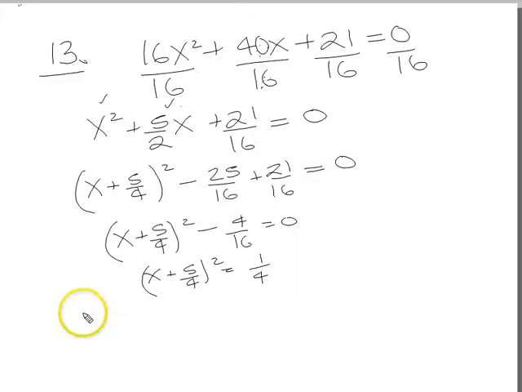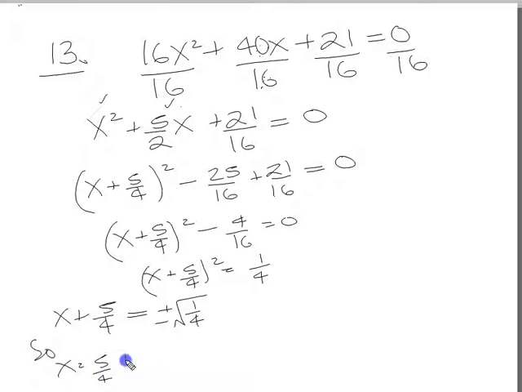Now square root both sides. x plus 5 over 4: square root of the square, you just get the value itself. And then we can put the plus and minus on the other side, can't we? Square root of 1 quarter, to take care of that plus and minus possibility. Okay, so x equals 5 over 4 plus root a quarter, I'll just write it like that, or x equals 5 over 4 minus root 1 over 4. It's the square root of the whole thing, isn't it?